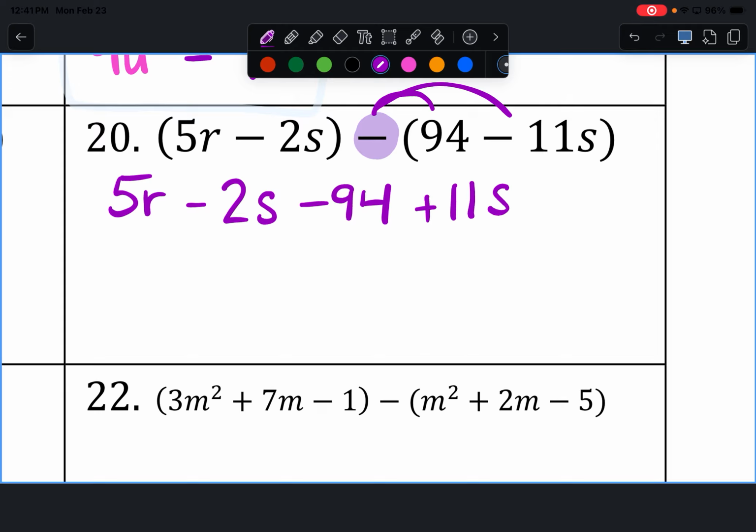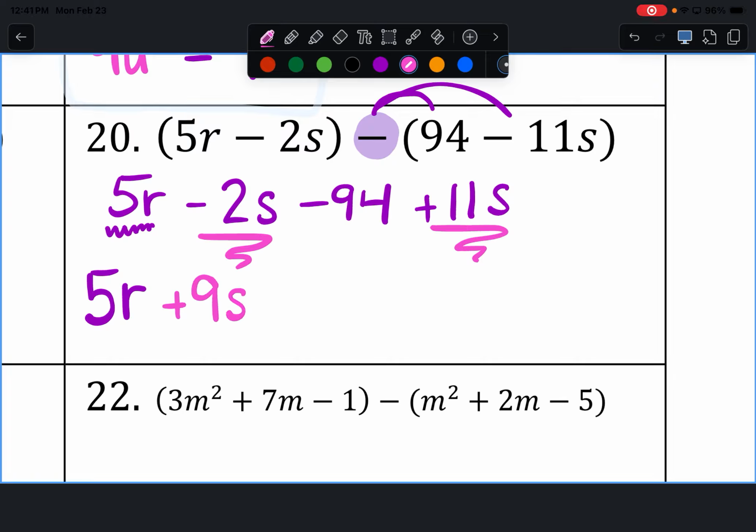Now, alphabetically, which one needs to go first, R or S? R. I just sing the whole alphabet. That's okay. So that's our first term. Now, what goes next? S. What are our like terms with S? Negative 2s and 11s. What is negative 2s plus 11s? Plus 9s. And then what's our last term? Does that have any like terms? So there we go.